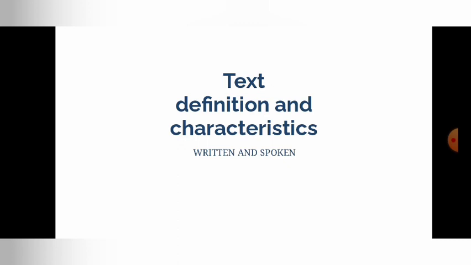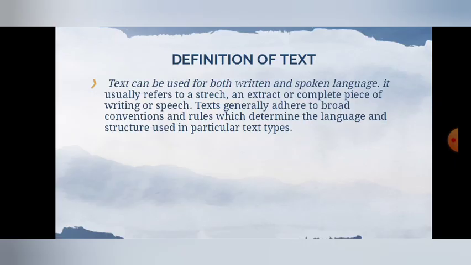We will explain material about text definition and characteristic, written and spoken. Definition of text. Text can be used for both written and spoken language. It usually refers to an extract or complete piece of writing or speech. Text generally either reproduces convention and rules which determine the language and structure used in a particular text type.